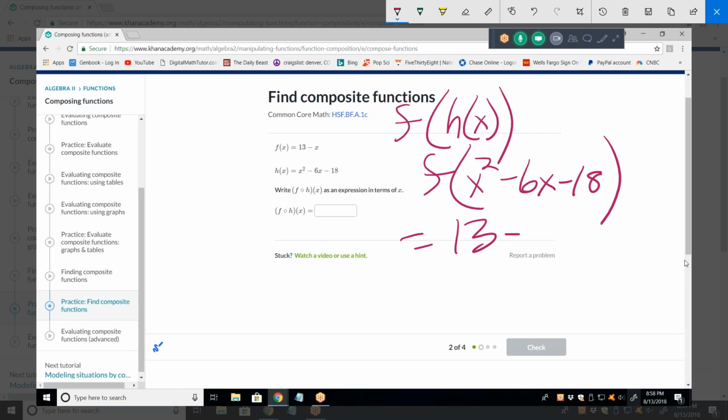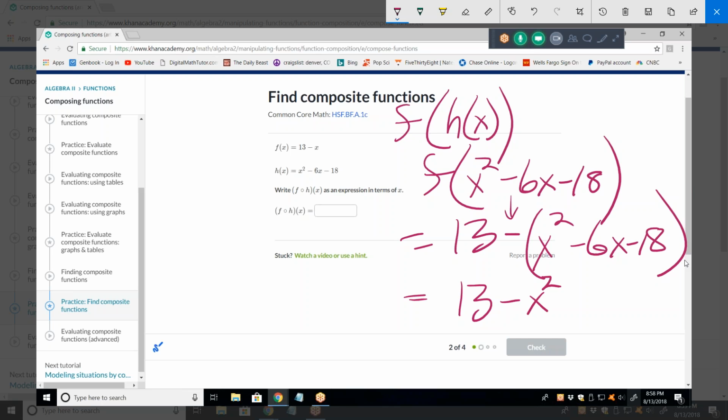Now, it's very important that you put the parentheses in here. If I do not include these parentheses, I get the wrong answer. The reason is because this is subtraction, every single term is being subtracted. So what does this simplify to? Just remove the parentheses. What do we get? 13 minus x squared plus 6x plus 18. Simplify that.